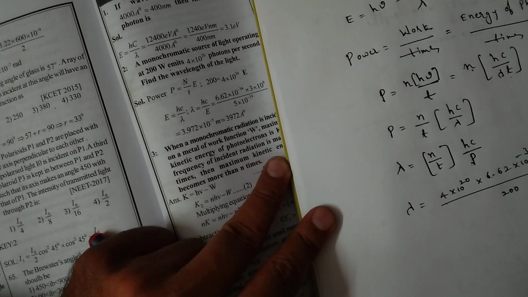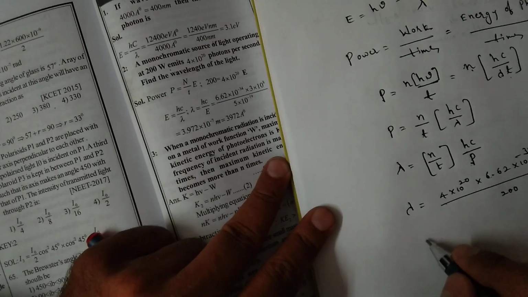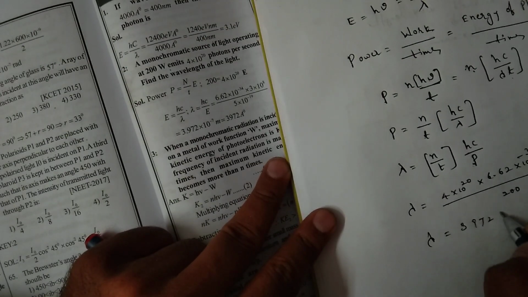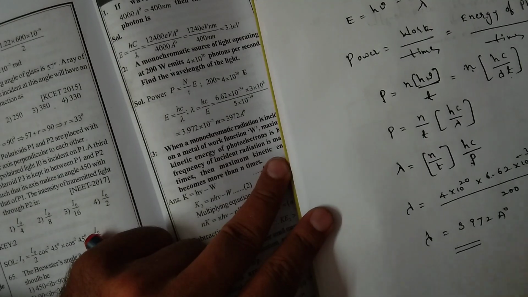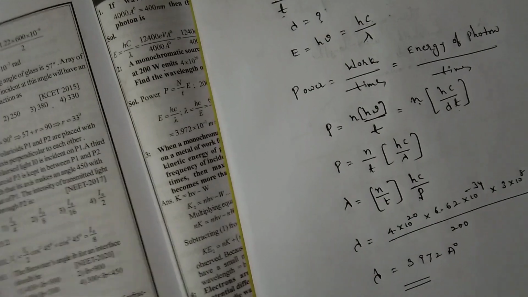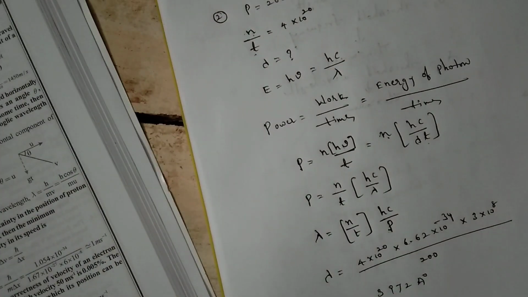Like this we can calculate that value. Then that value is 3972 Armstrong units. Like this we can do the numerical. And then another numerical.